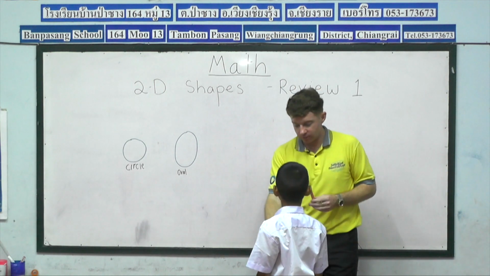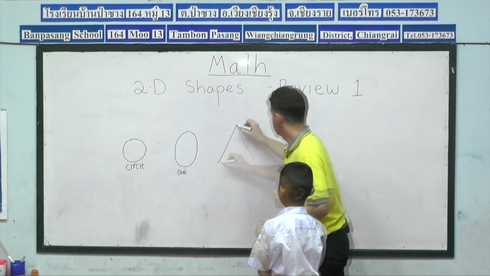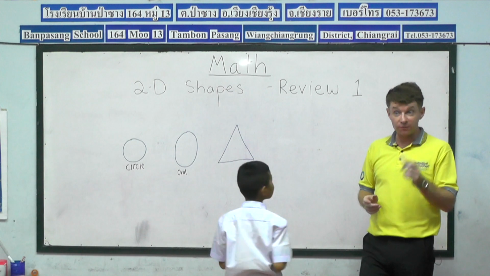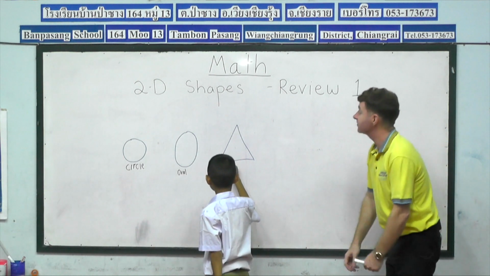Can I have that color, sorry? You have the black one for writing. Who can remember what this shape is? Triangle. Well done. Bangpon, can you write triangle underneath our shape?